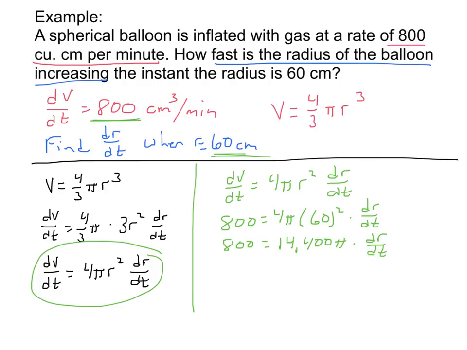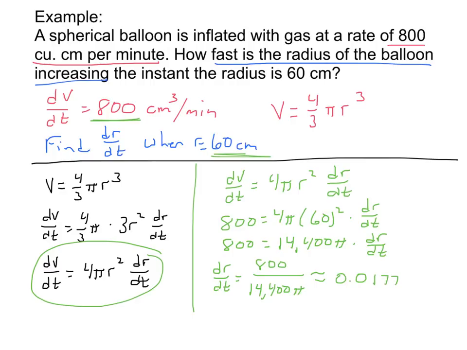So what I'm going to have to do now is divide both sides by the 14,400 pi. When I do that, I get that dr/dt is equal to 800 over 14,400 pi. And when I put that into my calculator, I come up with about 0.0177.